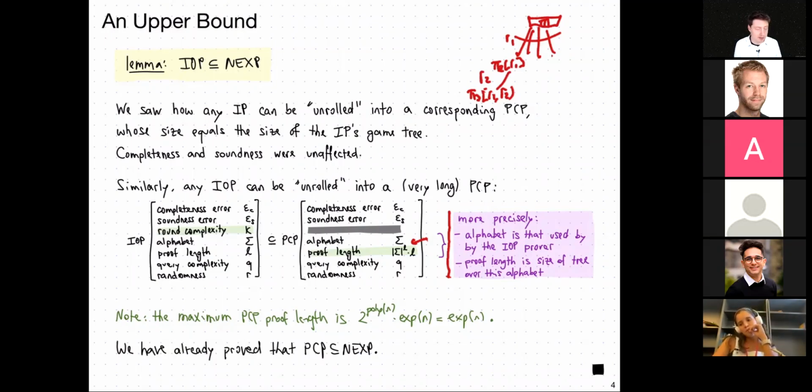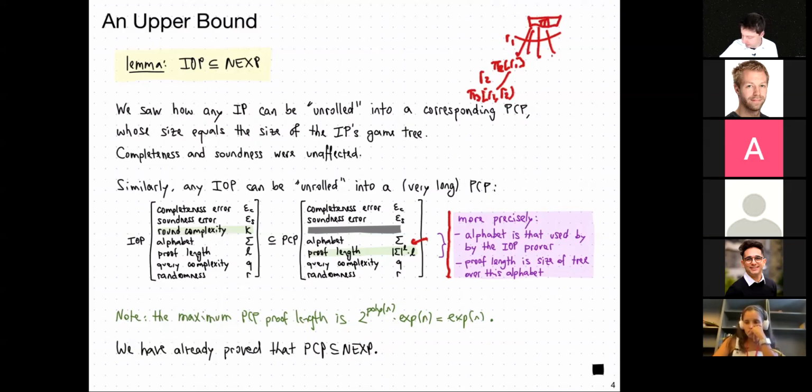This is different from how interactive proofs and PCPs actually have different upper bounds, right? This one has the same upper bound as a PCP because an IOP, you can just always open it into a PCP. And since the PCP already was fine with being exponential length, it's okay if we have something of exponential length also here, right? So we're not going, for example, to double exponential or anything beyond NEXP. All right, does that make sense?